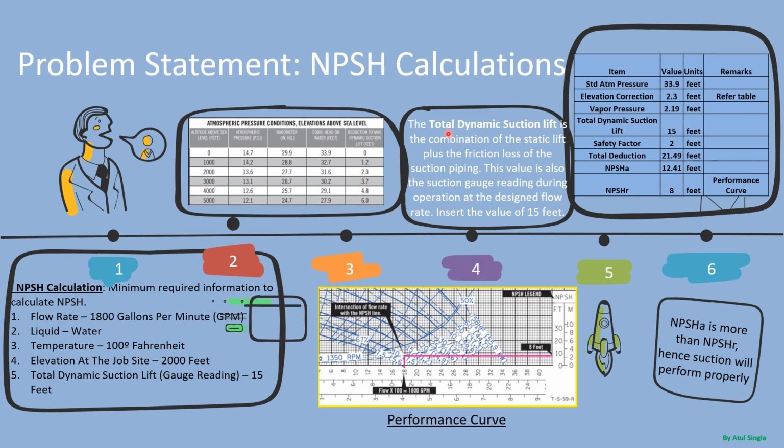Second one is the total dynamic suction lift, which is a combination of static lift plus friction losses, which we discussed last night. This value is also the suction gauge reading during the operation, right? It is given in this example, that is 15 feet. And vapor pressure at this elevation is 2.9.